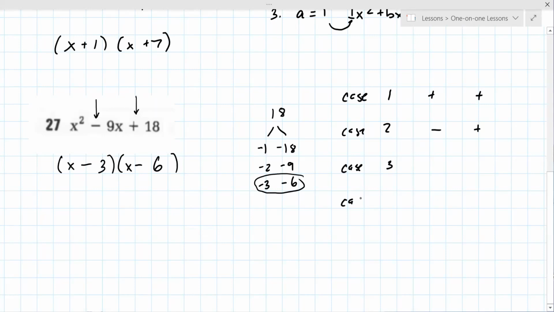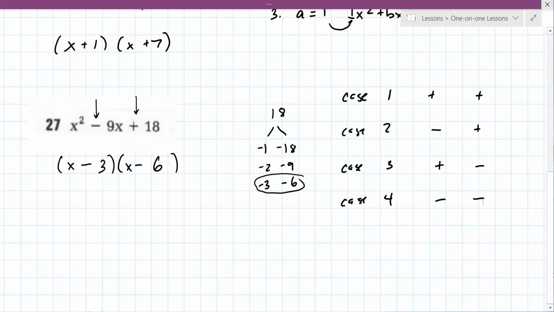So case 3 and case 4, they're either this plus minus, or what you'll see is minus minus in the factoring. These are the hardest ones, so we'll do quite a few examples of these because they're a little bit more difficult to work through.